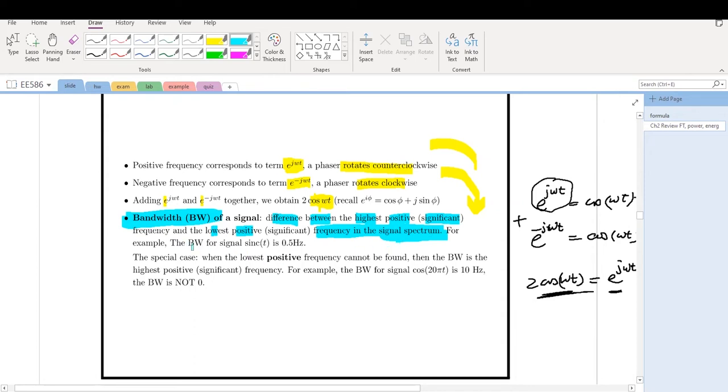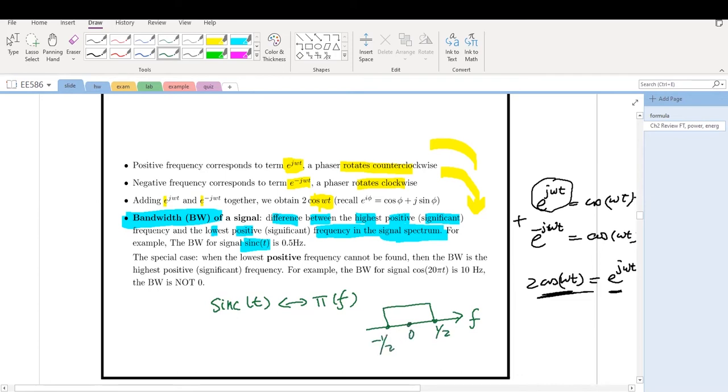For example, the bandwidth of the signal sinc(t) is 0.5. Why? Because the Fourier transform of sinc(t) is pi(f). We need to plot it, so we want to plot the spectrum in the frequency domain. And that's from a half to minus a half.